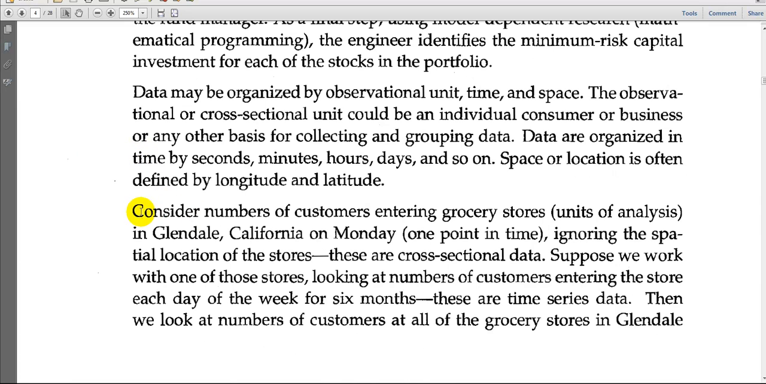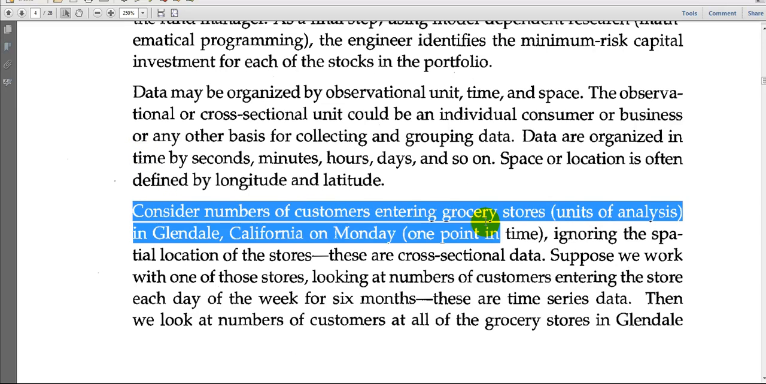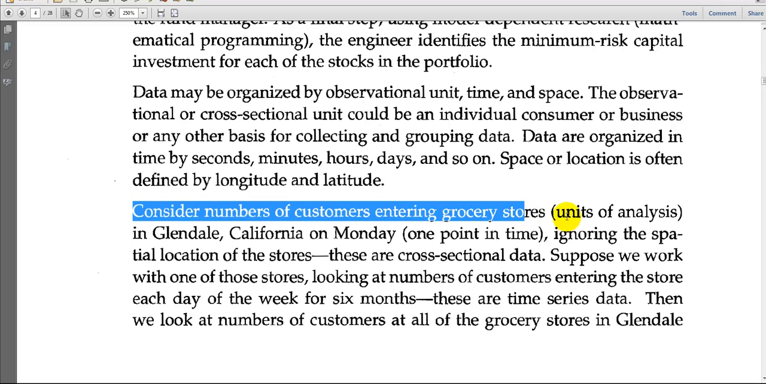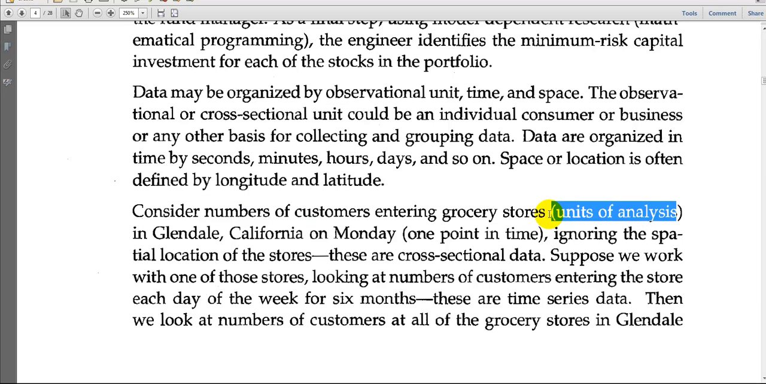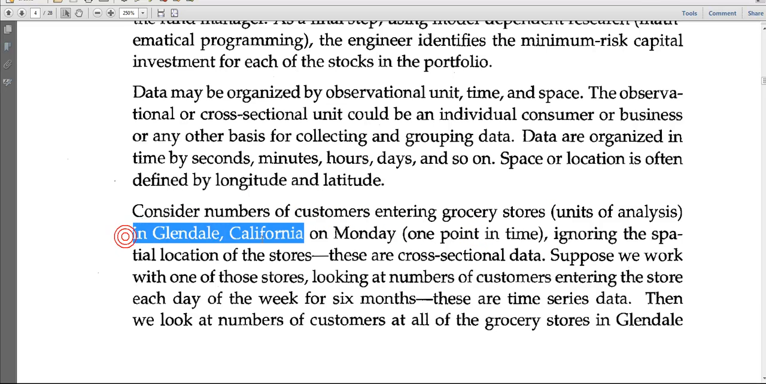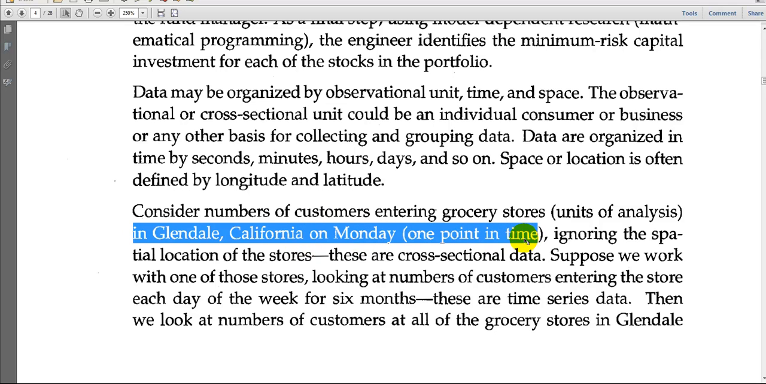He says, consider numbers of customers entering a grocery store. The units of analysis there, I want to get used to this term, units of analysis. In this book he calls this thing units of analysis, are the customers, okay? So they're in Glendale, California on Monday. It's one point in time. Ignoring the spatial location of these stores, these are cross-sectional data.